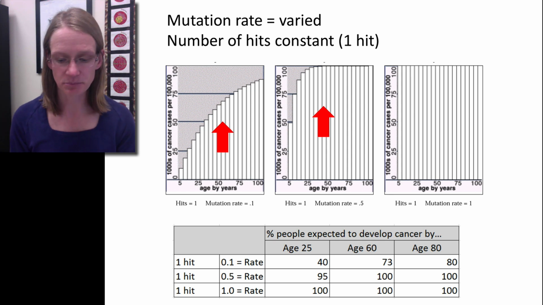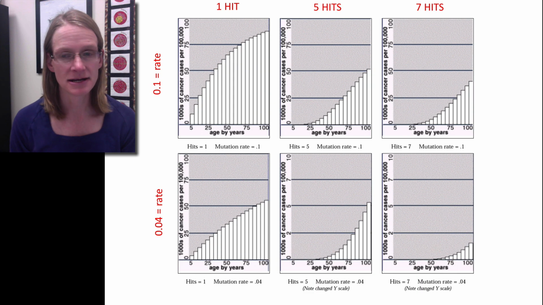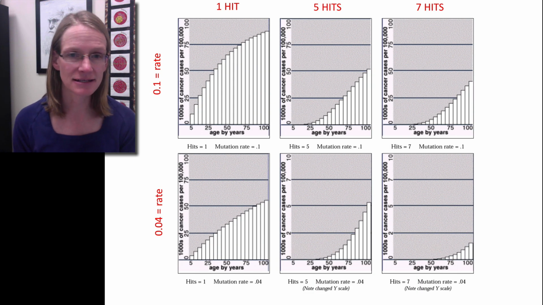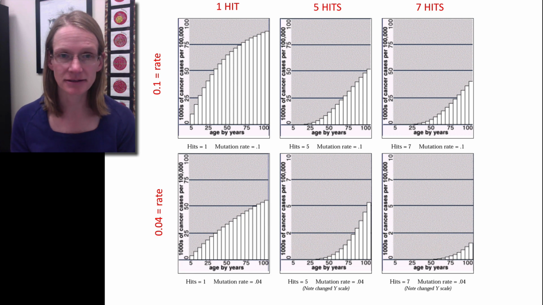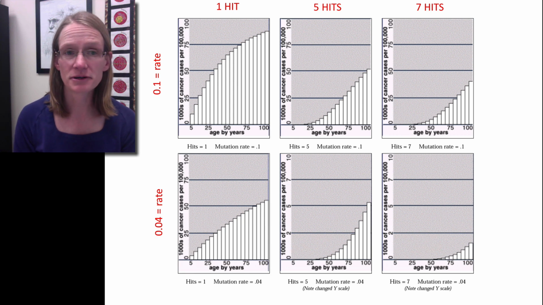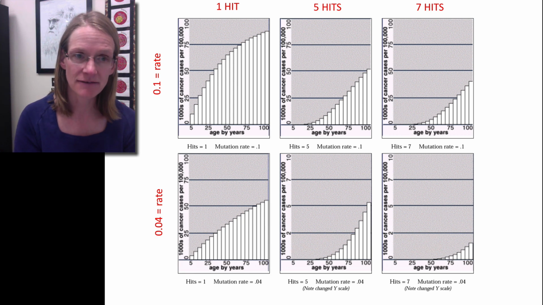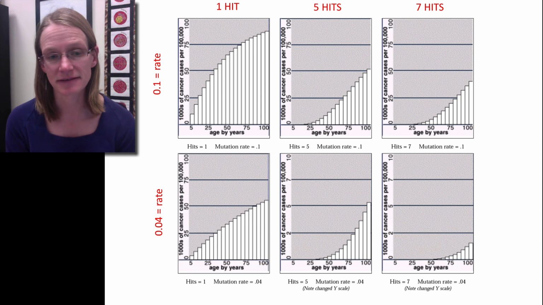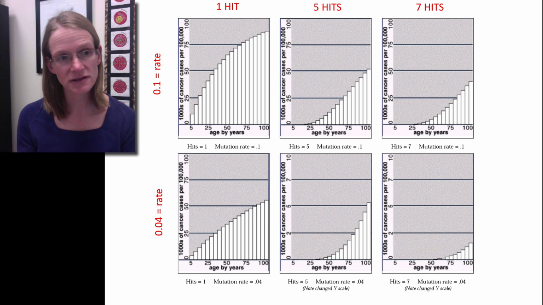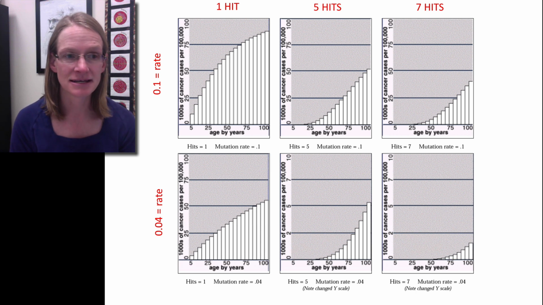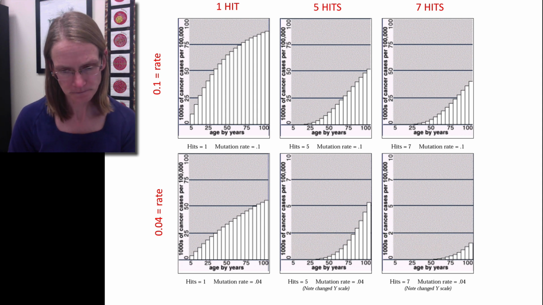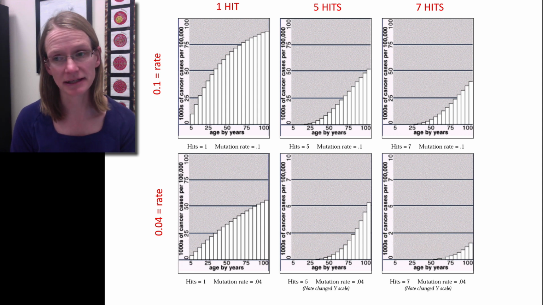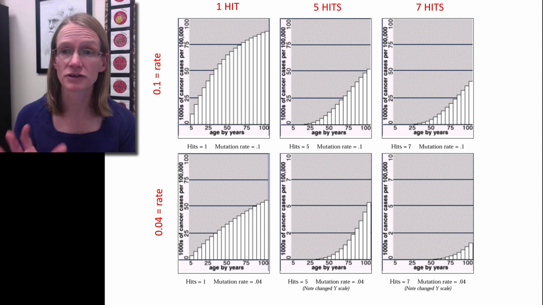So let's take all these pieces and put them together in one subset of graphs. The columns here show 3 different numbers of hits. The one on the left is the 1 hit, the one in the middle is the 5 hits, and the one on the right is the 7 hits. Then we have 2 rows. The top row is the 10% mutation rate, and the one below is a 0.04 mutation rate, which is what we were simulating in our cards, because you had a 1 in 25 chance of developing it.